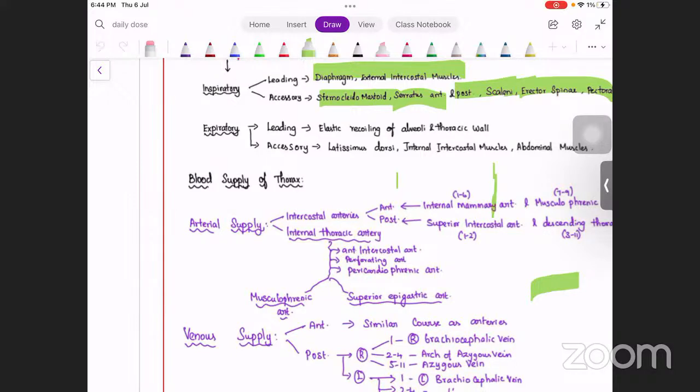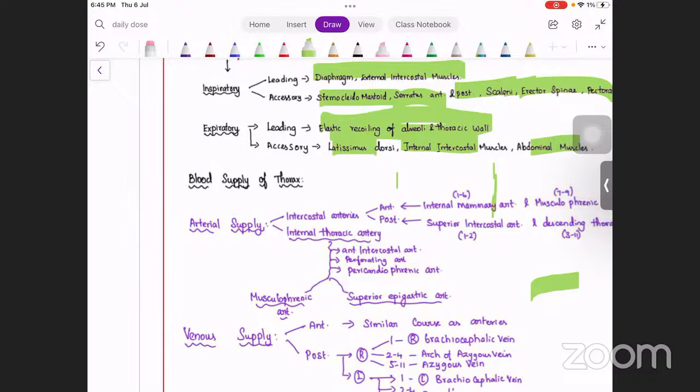While the leading expiratory force is the elastic recoil of your alveoli and thoracic wall, the accessory expiratory muscles are latissimus dorsi, internal intercostal muscles, and abdominal muscles. So they may ask you either directly what are the important inspiratory and expiratory muscles, or an exception question, or what are the accessory inspiratory muscles.